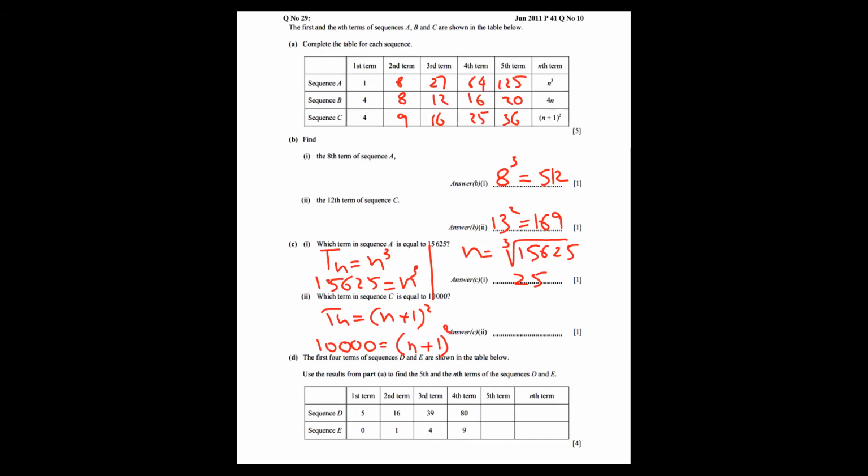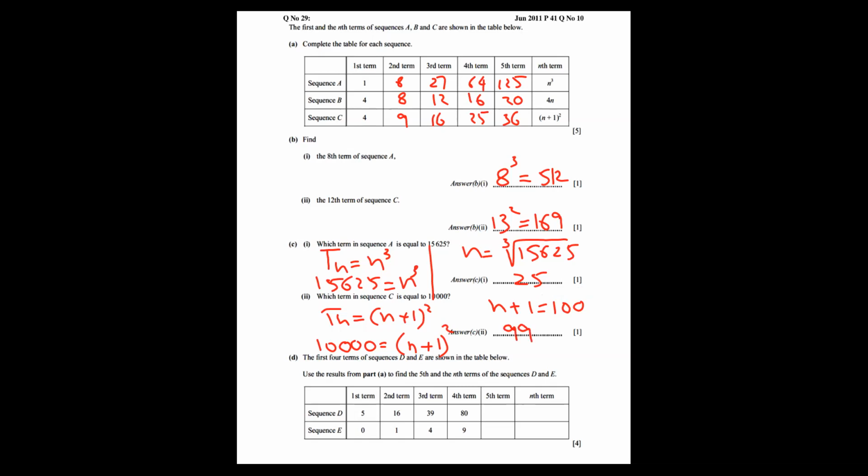Some students don't understand how the power shifts. This 2 goes to the other side, or take the root of both sides, same story. So n plus 1 is equal to the square root of 10,000. It becomes 100. And 1 goes there, and it becomes 99. So Alhamdulillah Rabbil Alameen, the 99th term is this one.